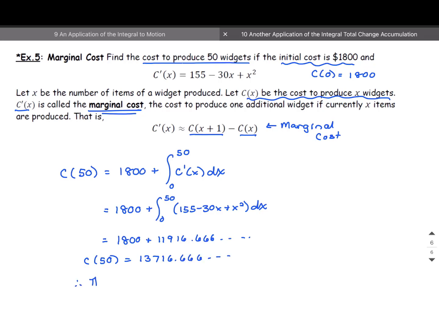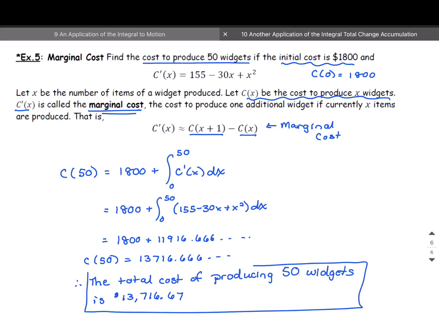So therefore, the total cost of producing 50 widgets is $13,716.67, because money is rounded to the nearest hundredth. All right, guys, there we go. Several total accumulation problems using integrals numerically, graphically, and analytically. Have a great day. Bye.